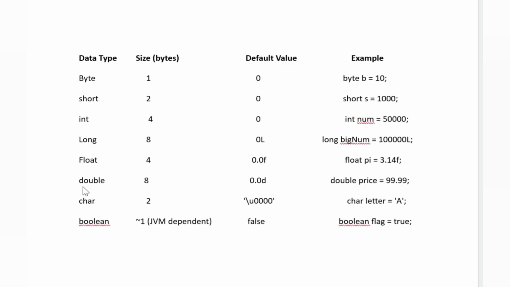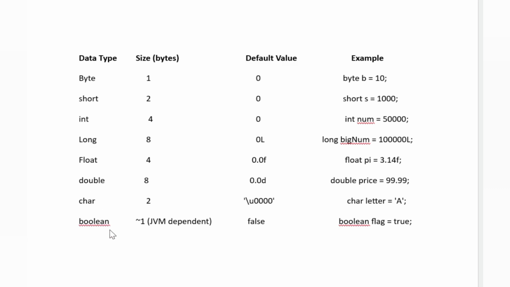The next data type is double, whose size is 8 bytes and the default value is 0.0d, where d represents the double data type. The example is double, which is a data type, followed by price, that is a variable, equals 99.99. The next data type is char, that is the character, whose size is 2 bytes and default value is backslash u followed by four zeros, which represents an empty character. The example is char followed by letter, which is a variable, equals capital A, which is a character.